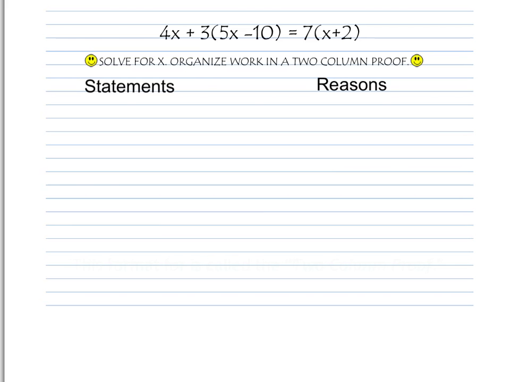This is called a two-column proof because we have a statement and then a reason. So you make a claim and then you back it up with a reason.